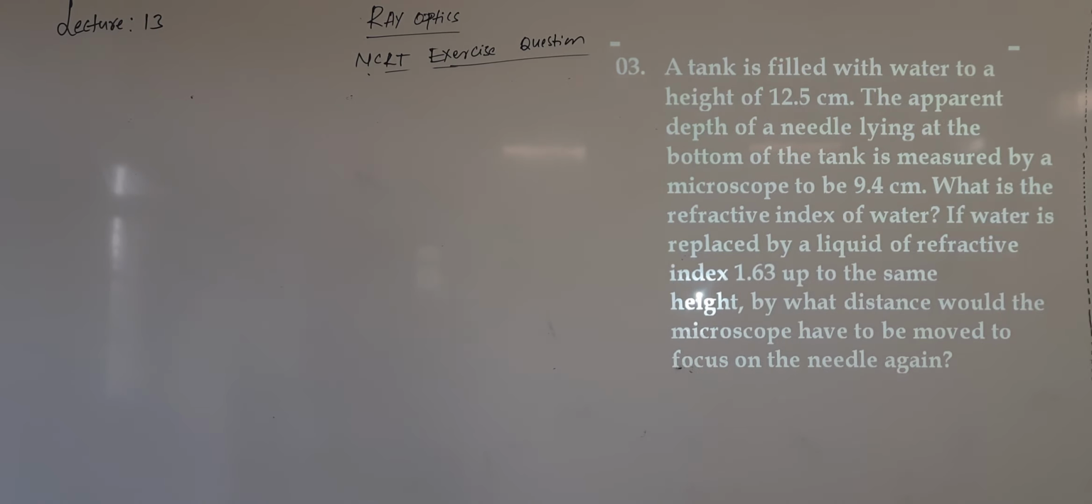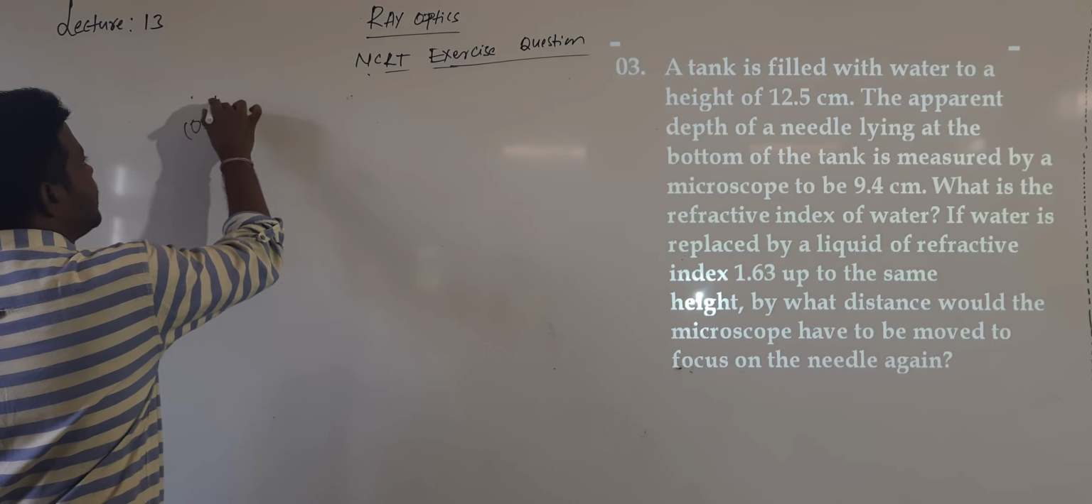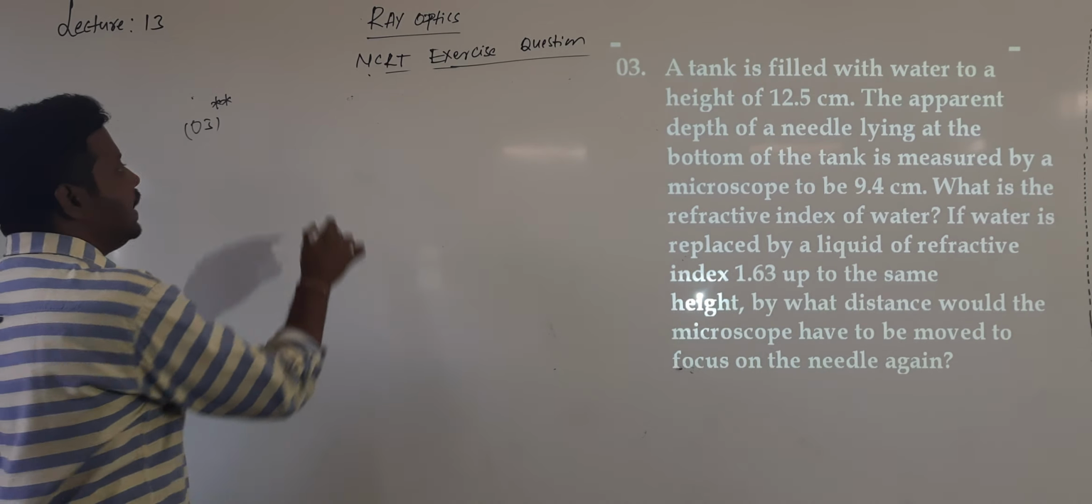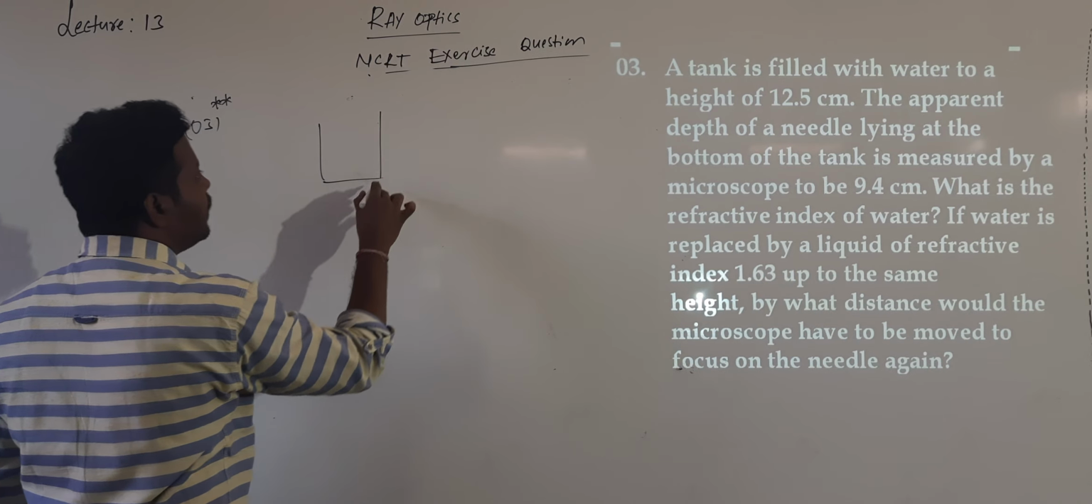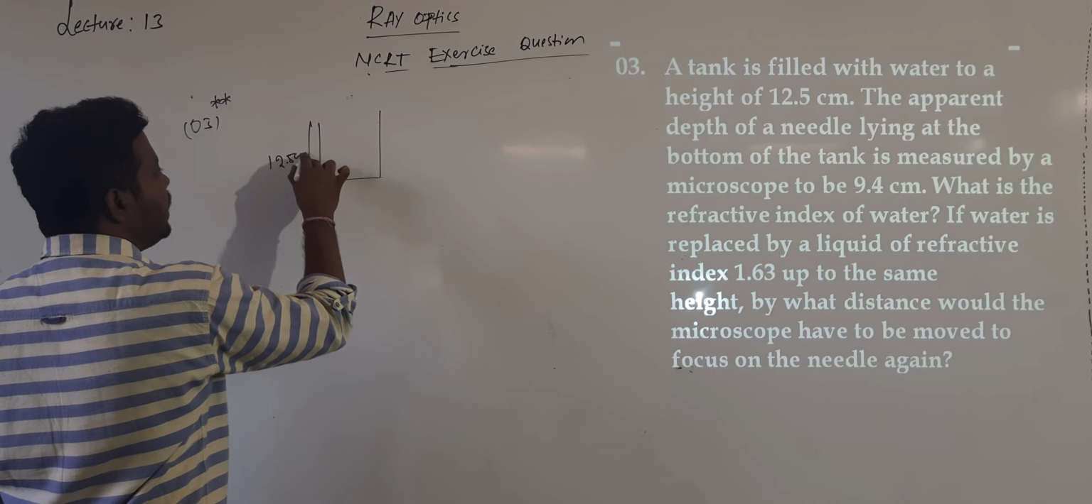From the third question onwards it is based on refraction. This third question is an important model. It says a tank is filled with water to a height. One tank is there, filled with water. What is the height? 12.5 centimeters.